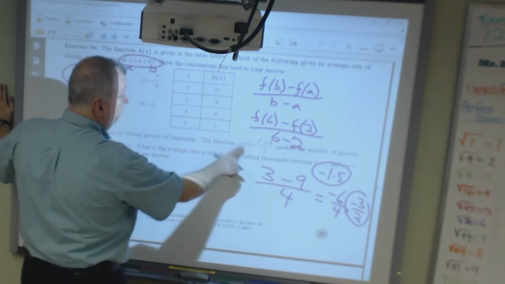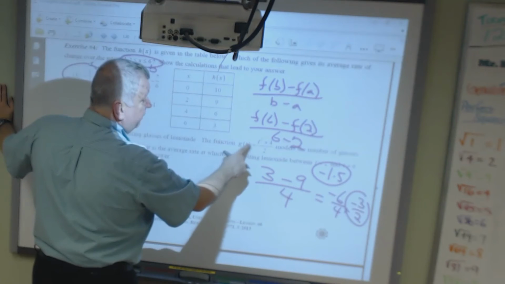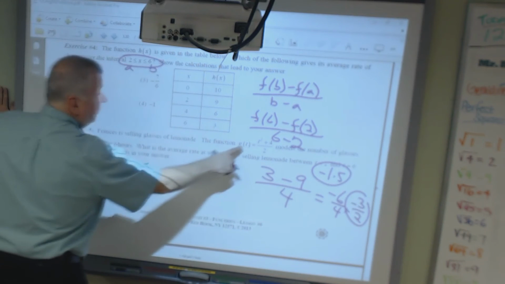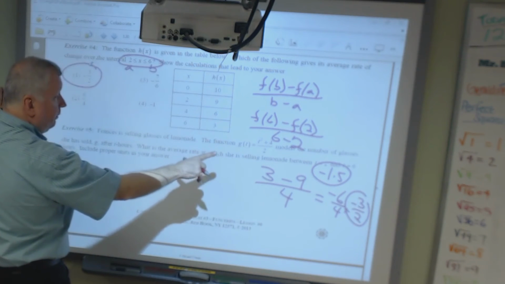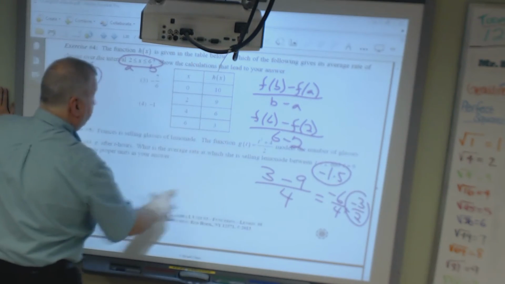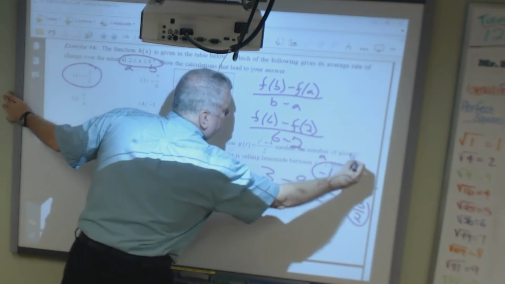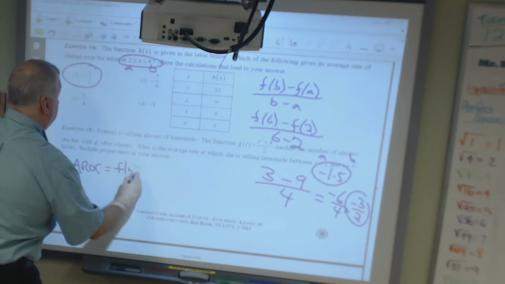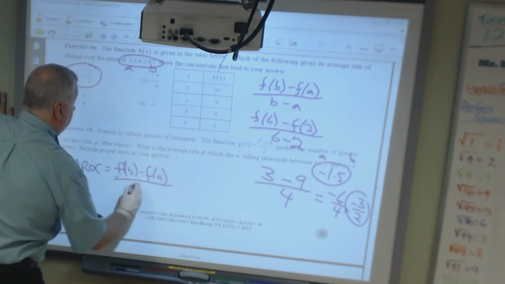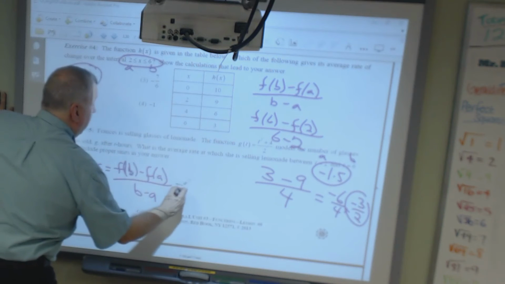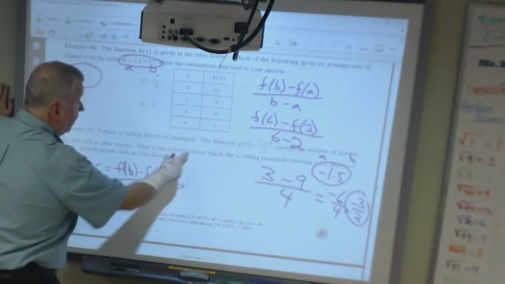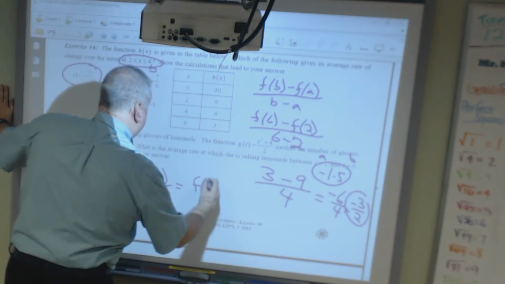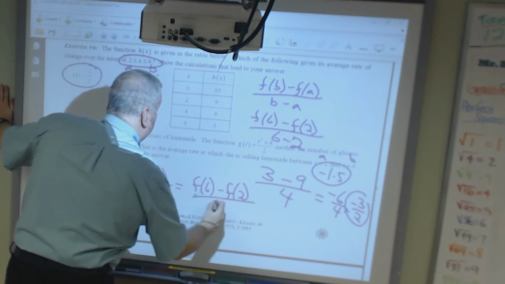Francis is selling glasses of lemonade. The function g of t, g is for glasses, I guess, is equal to t squared plus 4, divided by 2. That shows you how many glasses she sold after t hours. What's the average rate at which she is selling lemonade between t equals 2 and t equals 6? So again, we have the a and the b, and we say average rate of change equals f of b minus f of a all over b minus a. Really, you should be using g, but it's okay. In this case, the b is the 6, so we get f of 6 minus f of 2 all over 6 minus 2.